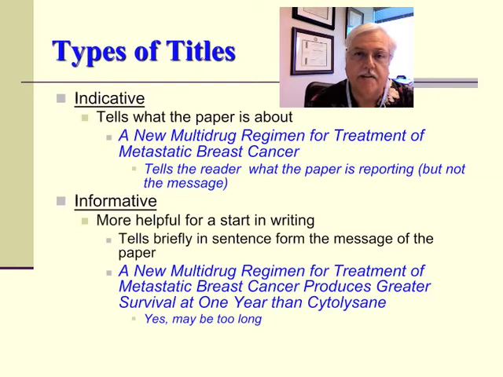The second type of title is an informative title. This is more helpful for starting in writing. It tells briefly in sentence form the message of the paper. For instance, a new multi-drug regimen for treatment of metastatic breast cancer produces greater survival at 1 year than cytolysaine. It might be a little too long, but I think you get the point about an informative title.